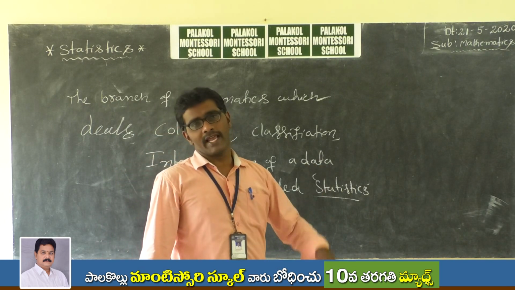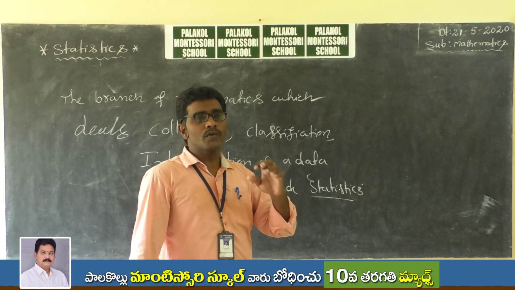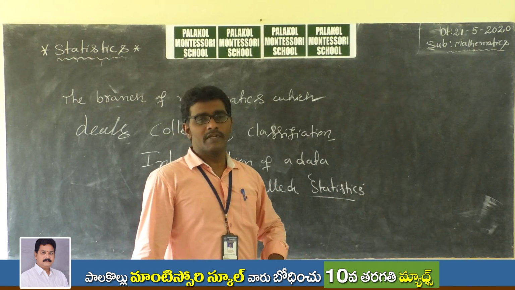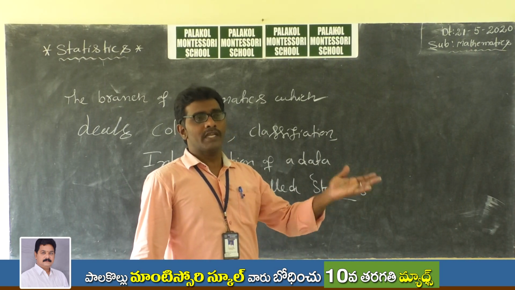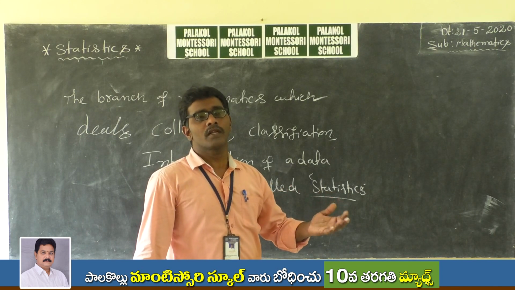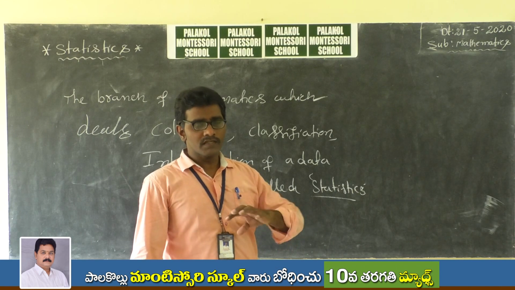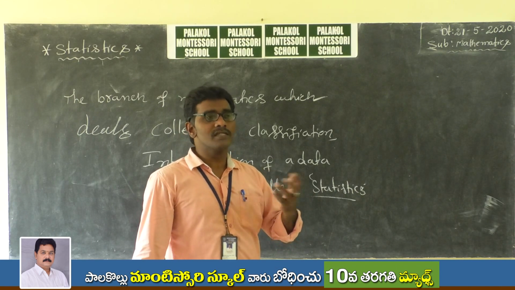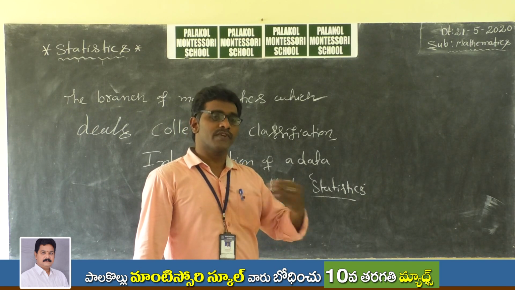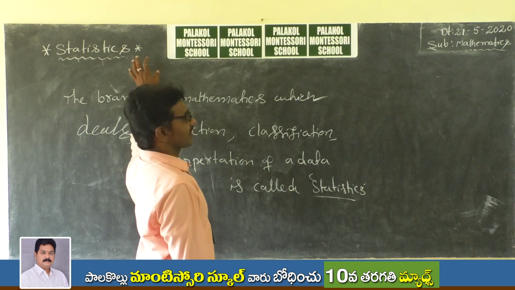Take one example, that is a census. How is it collected? One person goes to a family and asks how many children, how many aged persons, how many females, how many males. That's a classification. That person gathers some data. The classification and interpretation of the data depends on statistics.